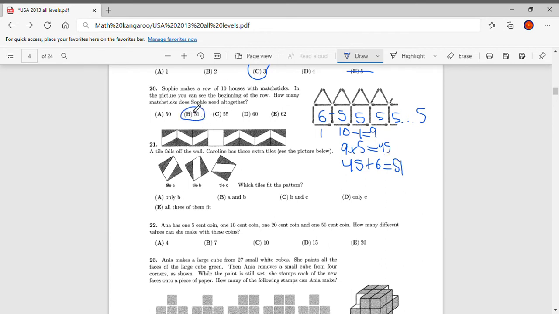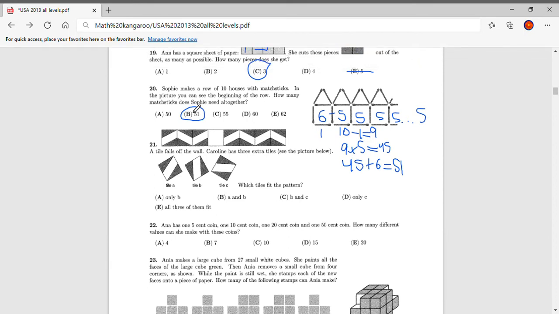21. A tile falls off the wall. Caroline has three extra tiles. See the picture below. Tile A, tile B, tile C. Which tiles fit the pattern?